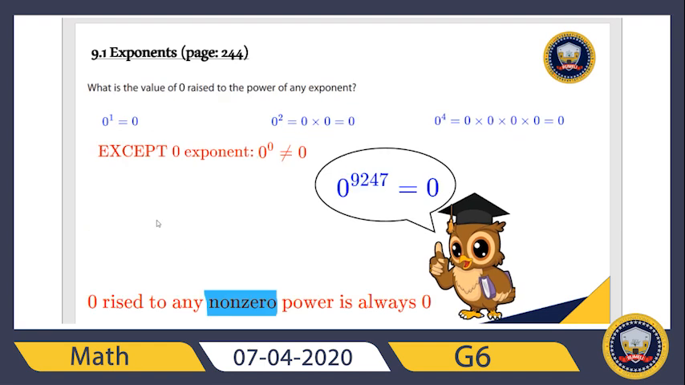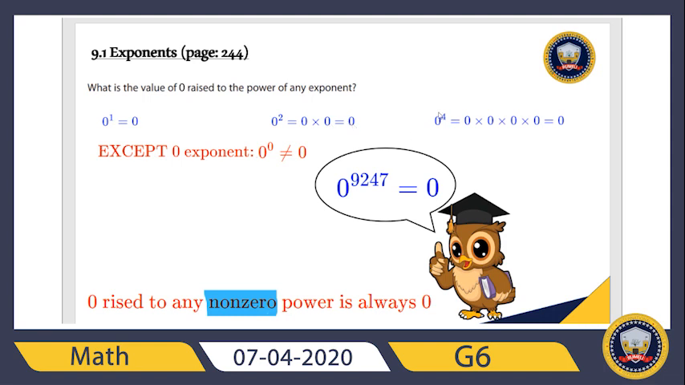What is the value of 0 raised to the power of any exponent? So 0 to the power of 1 is equal to 0. Now 0 to the power of 2, my base is 0 and my power is 2. So it is 0 multiplied 2 times. 0 times 0, I know it is 0.